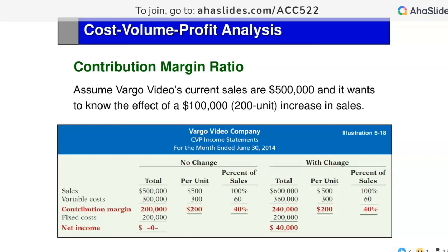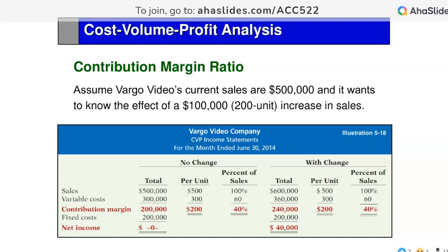So here we have Vargo, and Vargo right now has 500,000 in sales. On the left-hand side, the no change, you see sales 500,000, variable costs 300, contribution margin 200, fixed cost 200, on a per unit basis and as a percentage of sales. Now, with that knowledge, we want to look at the effect a 100,000 increase in sales would have on my financial statement. Well, this is what I can predict.